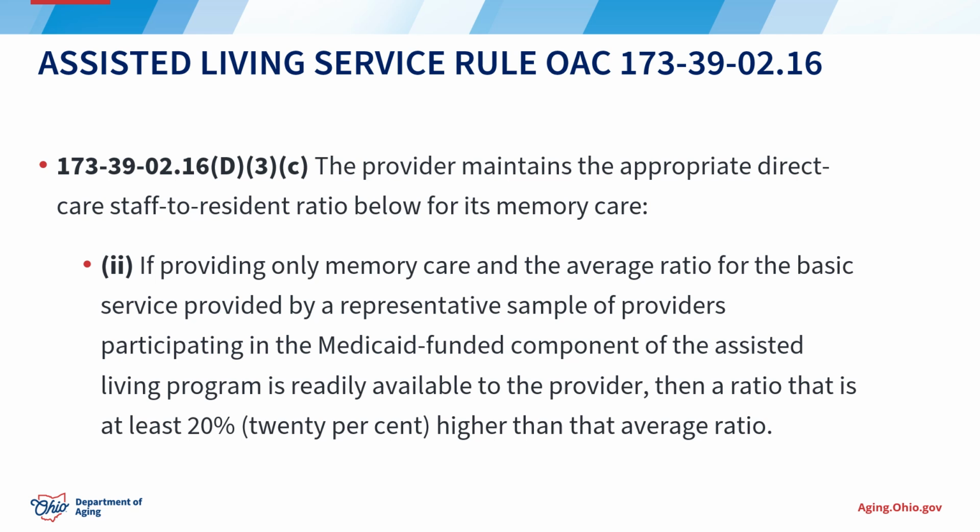So what this is saying is that you are a provider who's only delivering memory care. You don't have a basic service that you're delivering, and that means you don't have a staffing ratio for that basic service. So this is saying that you have readily available data of other basic staffing ratios from other assisted living waiver providers in your area, and you have then added 20% for your memory care service to meet the staffing ratio requirements. Just for context, many of the attestations that were submitted to the Department of Aging did not include this staffing requirement.